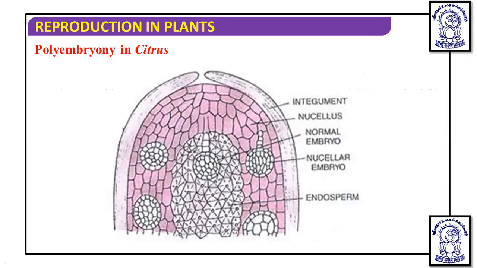This is a diagram of polyembryony in citrus. You can see this is the normal embryo, but this is the nucellus region, and this is the integument. From the nucellus, these embryos are produced, so they are known as nucellar embryos. Here, this is the endosperm. In this way, if the nucellus gives rise to many embryos apart from the normal embryo, it is polyembryony, as we discussed in adventive embryony, where there can be 2 to 40 embryos.